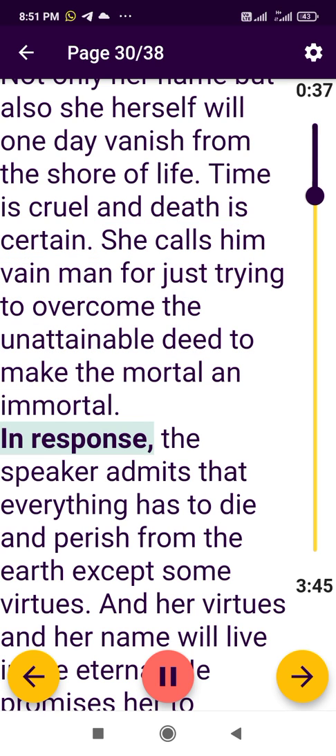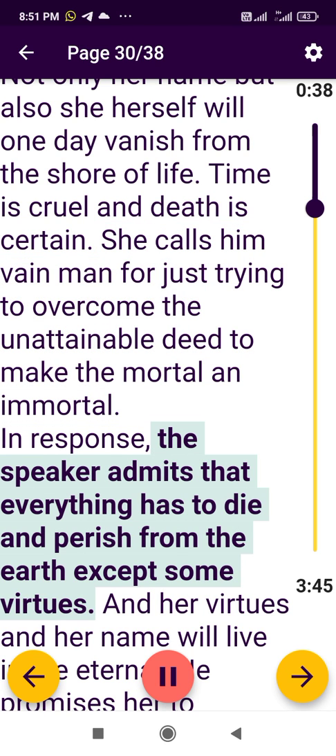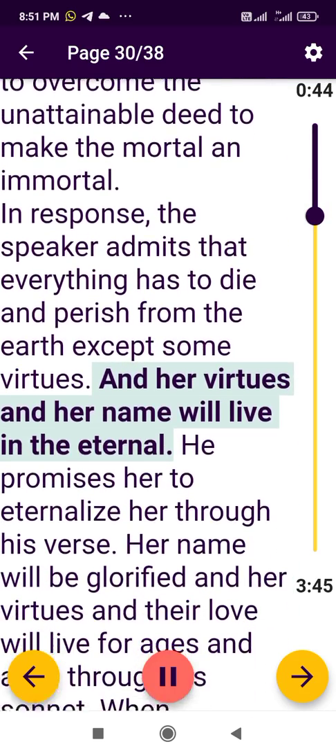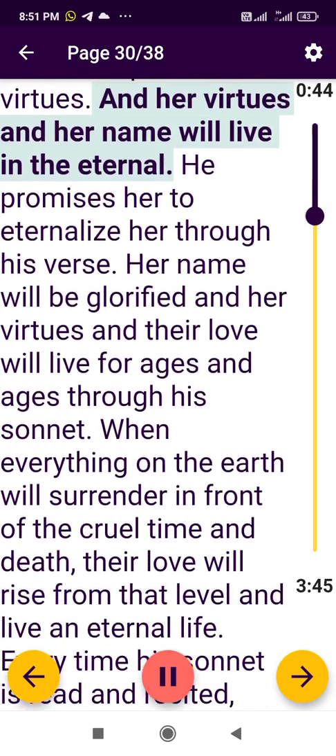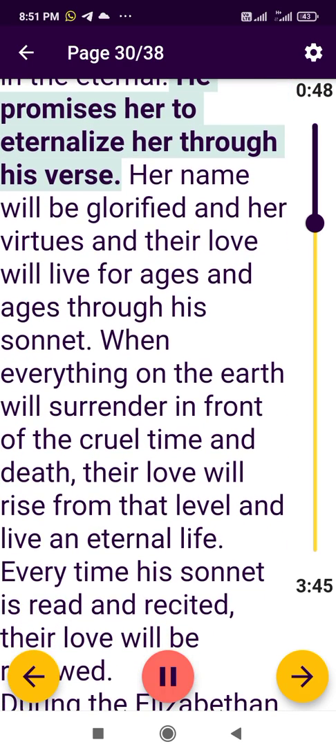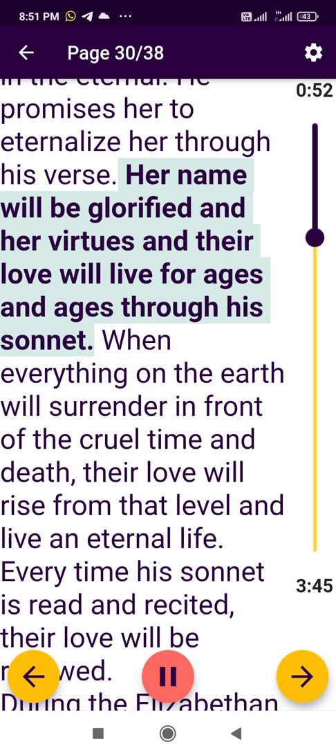In response, the speaker admits that everything has to die and perish from the earth except some virtues. And her virtues and her name will live in the eternal. He promises her to eternalize her through his verse. Her name will be glorified, and her virtues, and their love will live for ages and ages through his sonnet.